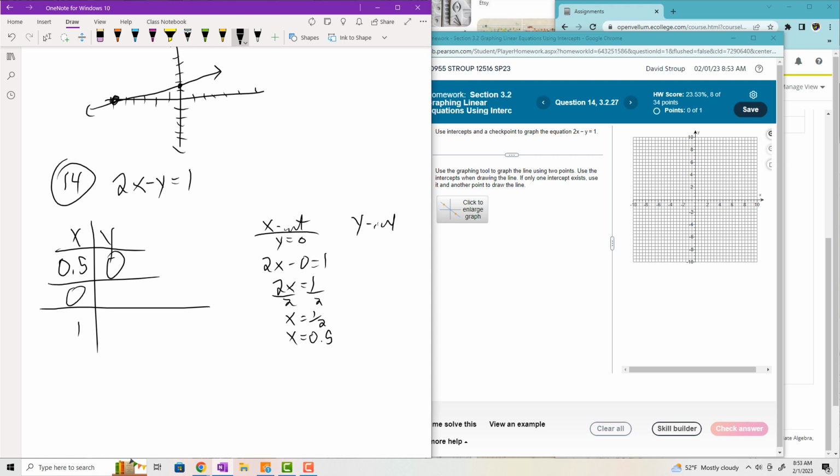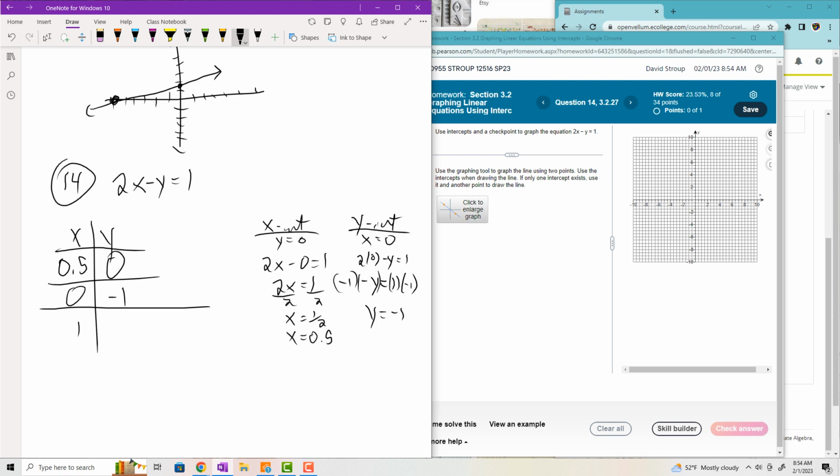For the y-intercept, you're letting x equals 0. So you'll have 2 times 0 minus y is 1. 2 times 0 is 0, minus y is just minus y. And then you're multiplying both sides by a negative 1. So you get y is negative 1. So here you'll have negative 1.